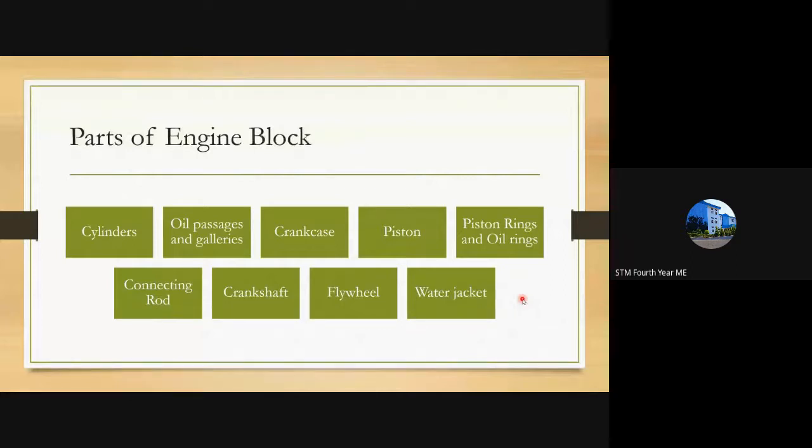Next comes the crankcase. The crankcase is a case which holds the crankshaft, wherein the crankshaft receives the power from the piston. The piston receives the heat energy, and the mechanical work obtained from the piston is transferred to the crankshaft, which is mounted in the crankcase. Then comes the piston, the mechanical part which receives power from the combustion chamber. Then piston rings are present. I'll explain it later. Then the connecting rod.